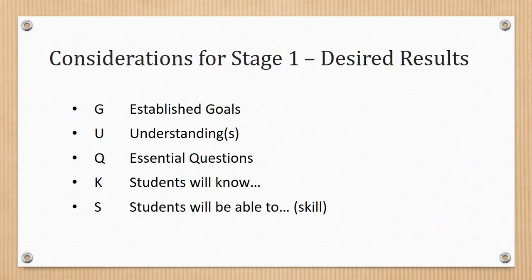So some considerations for Stage 1, the desired results, would be those initials we saw: G for established goals, U for understanding or understandings, Q for essential questions, K for what students will know, and S for what students will be able to do as a skill.